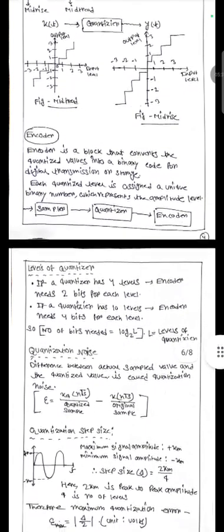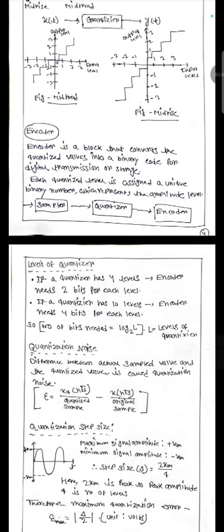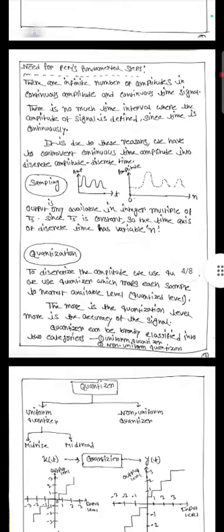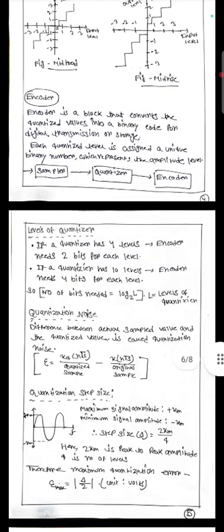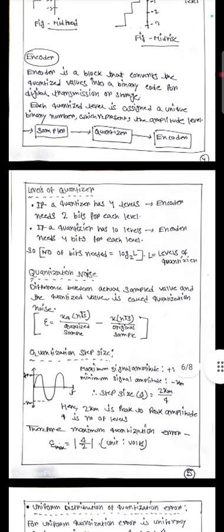Now we can discuss the levels of the quantizer. If a quantizer has 4 levels, the encoder needs 2 bits for each level. And if a quantizer has 10 levels, the encoder needs 4 bits for each level. Here, in giving the example, we can say the number of bits needed equals log L to the base 2, where L equals the levels of the quantizer.